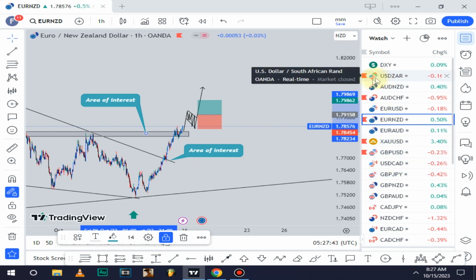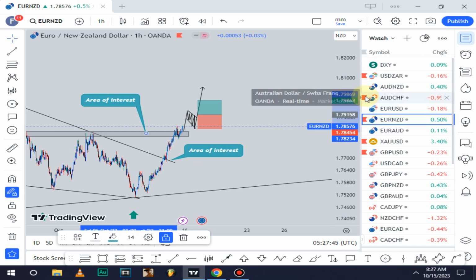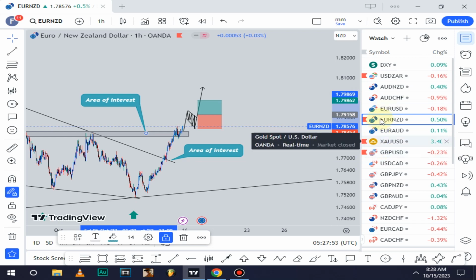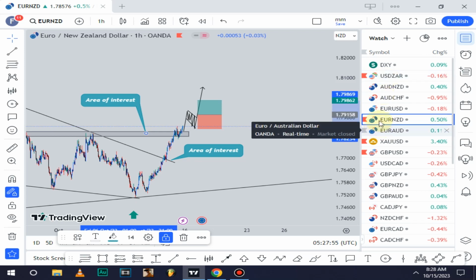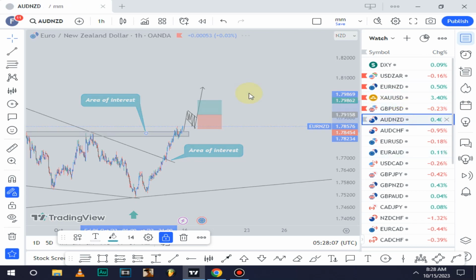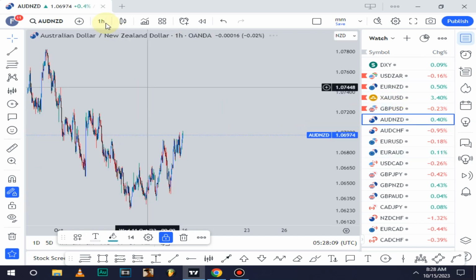I'll remove this Aussie Swiss franc. I'm done with that. I'm still in this GBPUSD trade too. So far I've given you the EURNZD and gold trade. Let me see AUDNZD.